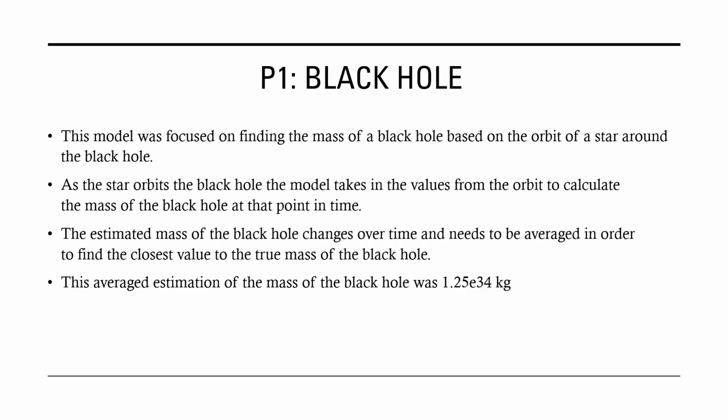Part 1, Black Hole. This model is focused on finding the mass of a black hole based on the orbit of a star around the black hole. As the star orbits the black hole, the model takes in the values from the orbit to calculate the mass of the black hole at that point in time. The estimated mass of the black hole changes over time and needs to be averaged in order to find the closest value to the true mass of the black hole. This average estimation of the mass of the black hole was 1.25 e to the 34 kilograms.